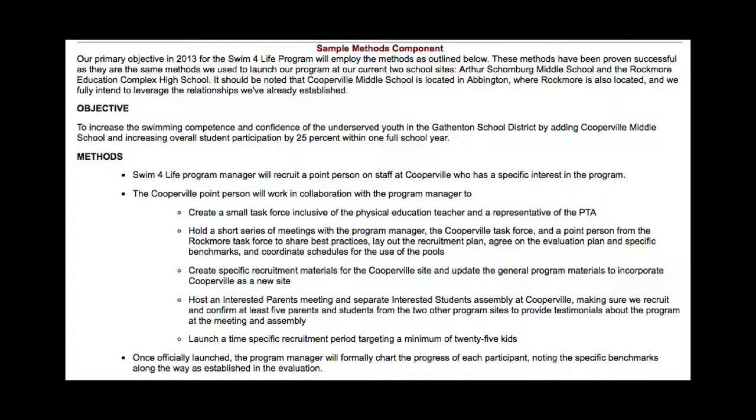And then you will notice that at one of the very last strategies within that second bullet is to launch a time-specific recruitment period targeting at least 25 kids. So there's an exact number there. So when you start thinking about your methods, I want you to think about it in at least this detail, if not greater. And you're also going to include a spreadsheet timeline of when these objectives are going to be completed.